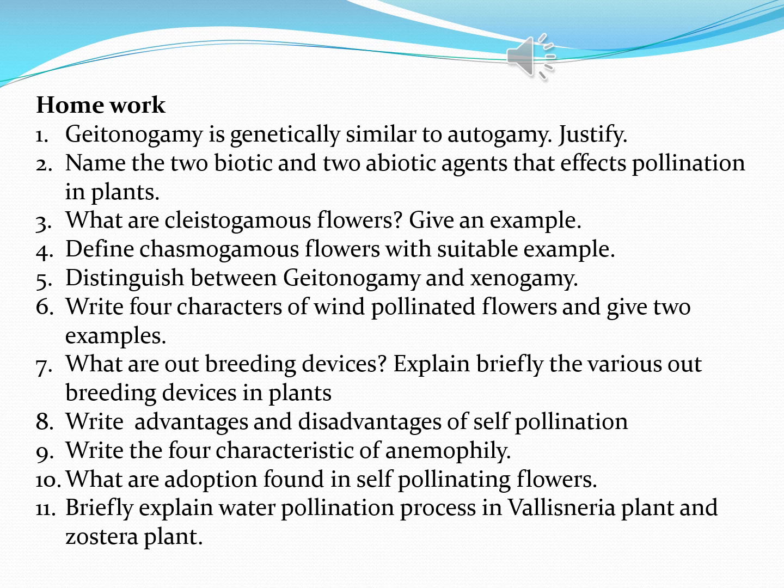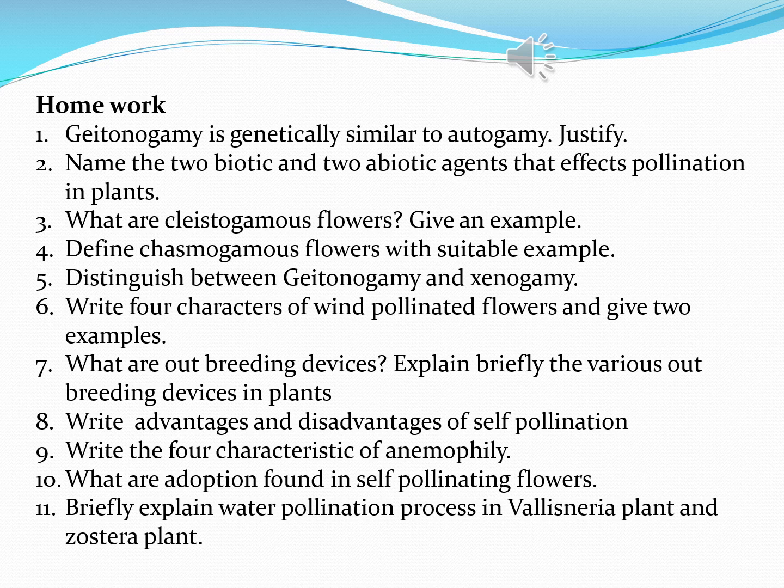In this slide we mention homework. There are different questions, especially on pollination. First question: Geitonogamy is genetically similar to autogamy, justify. Second question: name two biotic and two abiotic agents that affect pollination in plants. Third question: what are cleistogamous flowers? Give an example. Fourth: define chasmogamous flowers with a suitable example. Fifth: distinguish between Geitonogamy and Xenogamy.